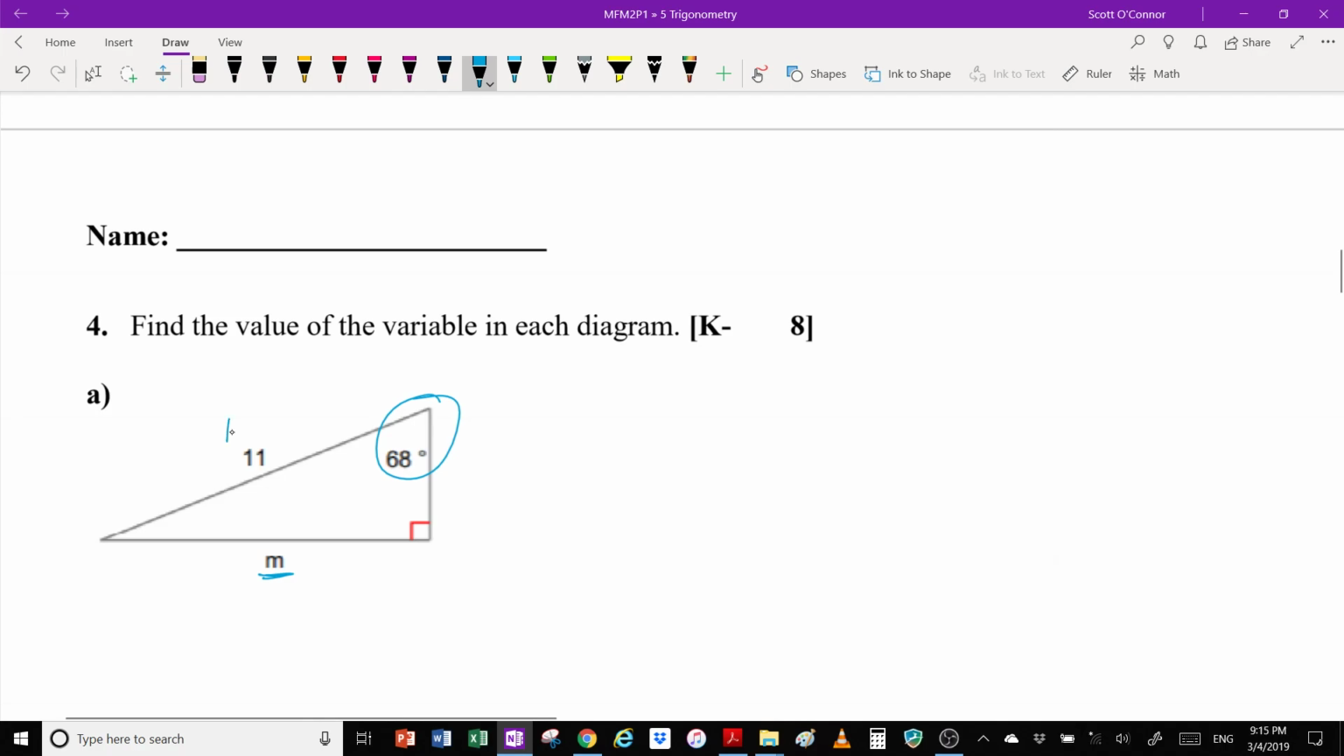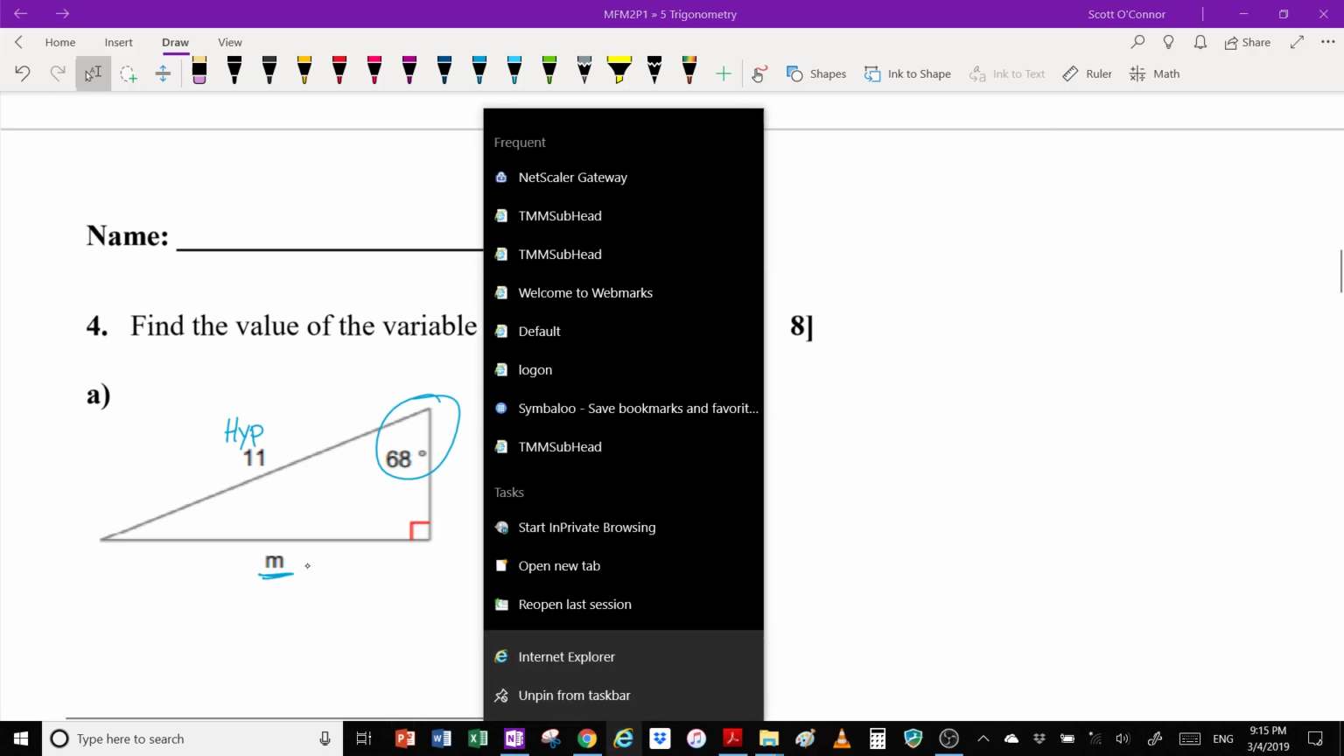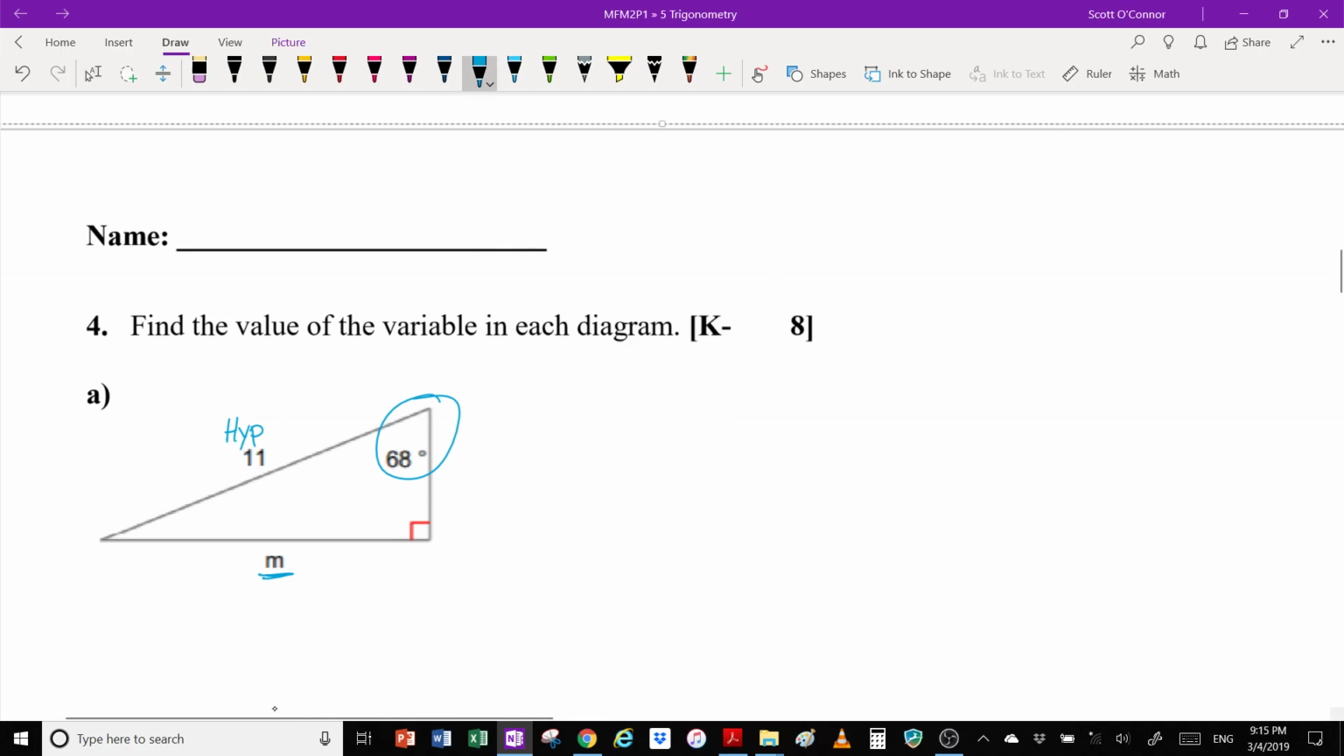Right, so I can label this as the hypotenuse. That would always be the hypotenuse, regardless of the reference point. But what's important here is to recognize that the m is opposite. It's the opposite side. And so I should be writing down here SOHCAHTOA. I can then think to myself, which of the trigonometric ratios uses opposite and hypotenuse? So opposite, hypotenuse. Look, it's the first one.